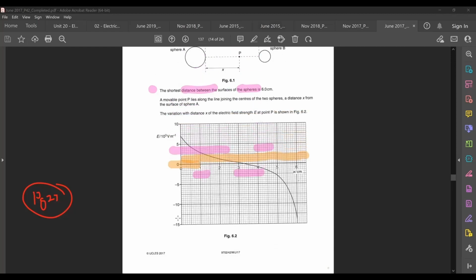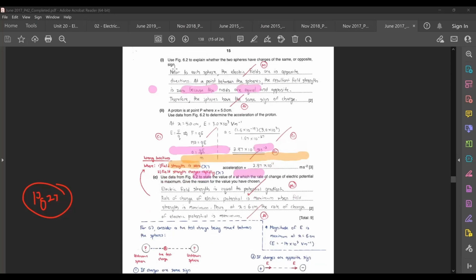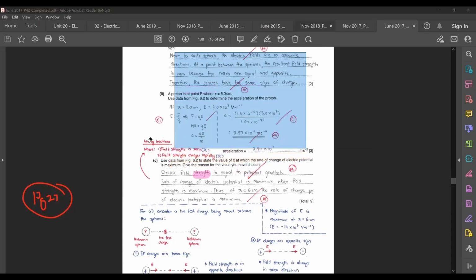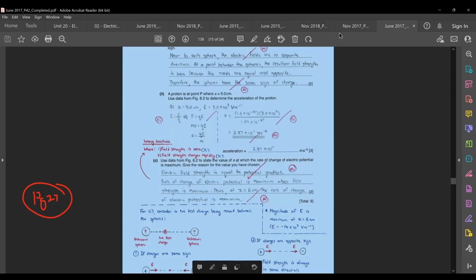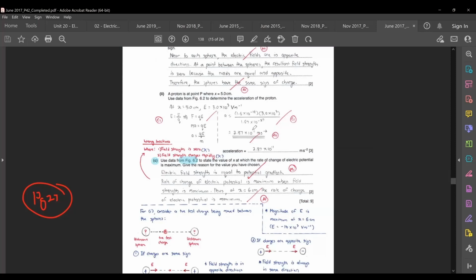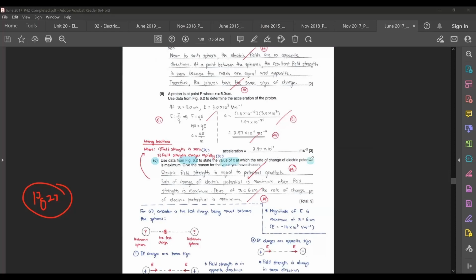Okay. Then after that, there are a lot of little questions here that you should probably have done. It's just part C that I want you to look at right now. In part C, they mention to use the graph to state the value of x at which the rate of change of electric potential is maximum. Give a reason for the value that you have chosen.